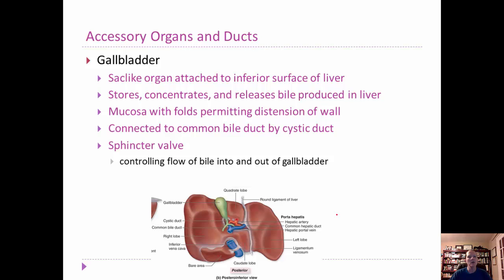And remember, of course, we talked about how the cystic duct is going to connect the gallbladder and join that hepatic duct and form that common bile duct. But we'll talk about how you do have a sphincter that's going to control the bile into and out of the gallbladder. So we'll talk about the hormones that help contract the gallbladder wall, and what actually stimulates our body to secrete bile here in the gallbladder in the first place.